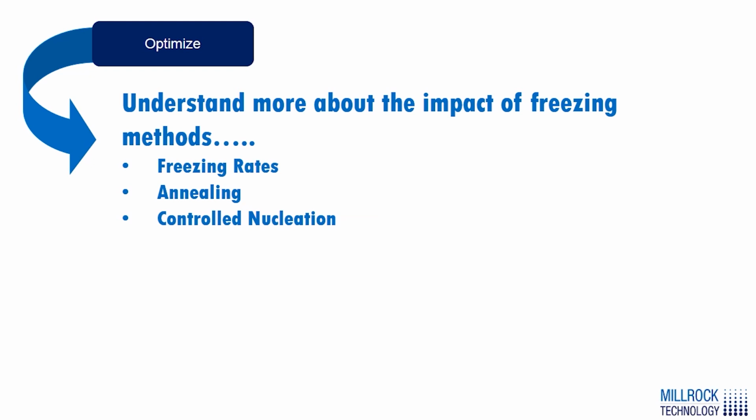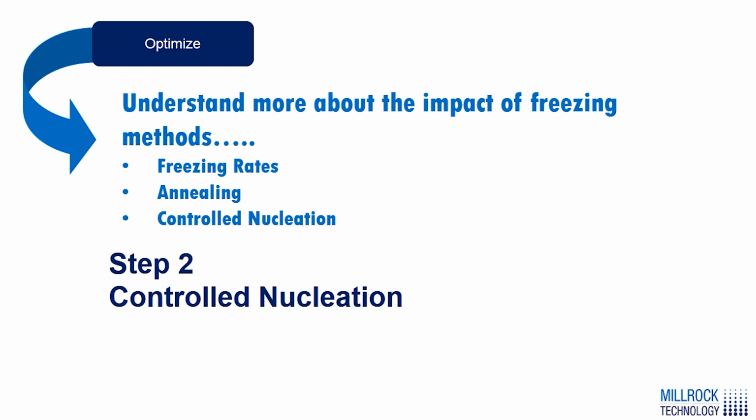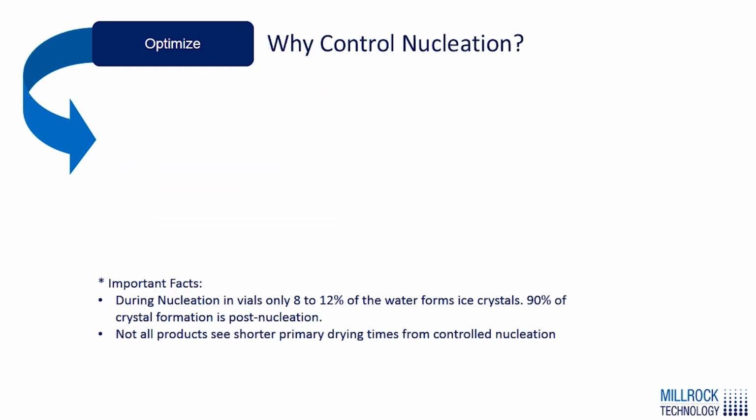So as we had mentioned before, one of the most important parts of optimizing a freeze-drying cycle begins in the freezing phase. So we want to understand the impact of varying our freezing methods by either varying freezing rates, the addition of an annealing step or two, or what we're going to address more specifically, using controlled nucleation. So why do we want to control nucleation? There's a couple really important reasons why.